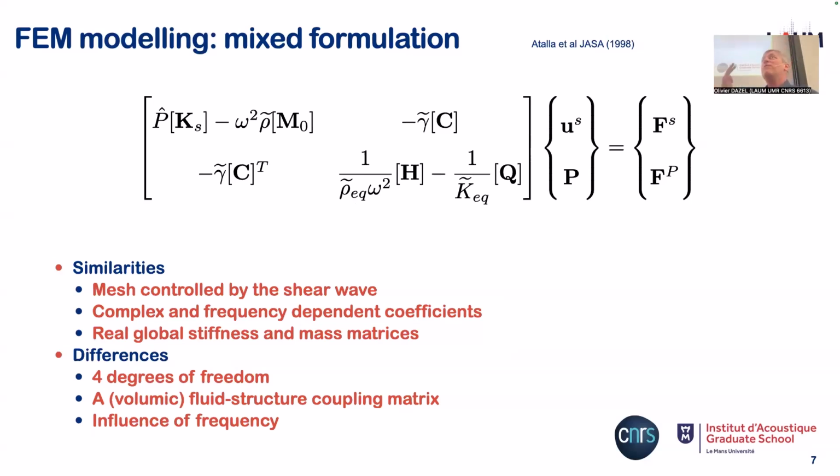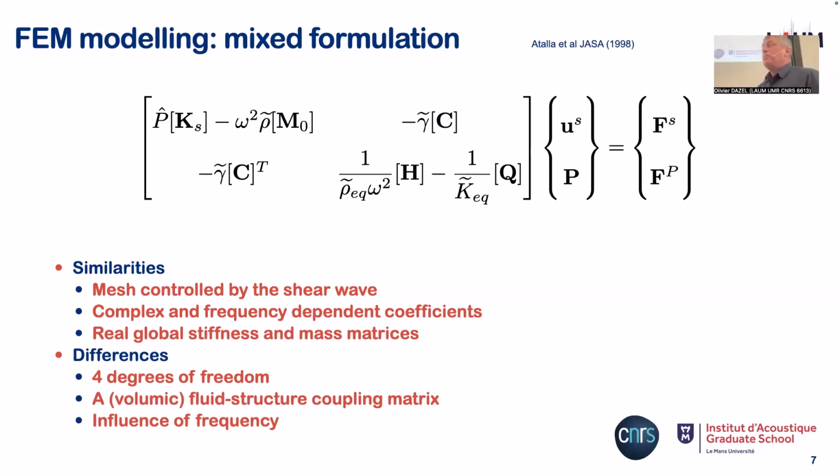This means that we have 4 degrees of freedom by node. You have a classical term here, which is just the one associated to the solid part, one which is similar to the fluid part, to a classical fluid problem, except that we have this frequency-dependent coefficient, and also a coupling matrix. And this is not a coupling matrix of fluid structure, it's just because this is in the volume that we have the coupling between the pressure and the displacement.